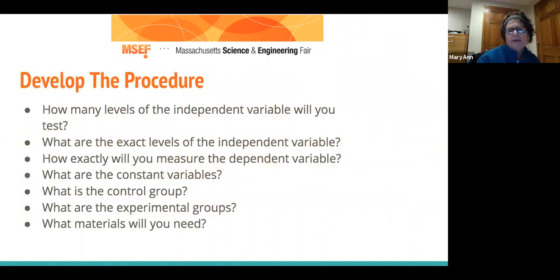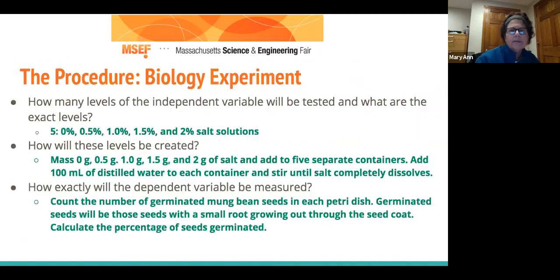And so going now to that experiment. This time there's 5 levels of the independent variable. These are the levels. These are your salt solutions. And then how will they be created? I literally say mass that amount of salt and add to 5 separate containers, add 100 milliliters of distilled water to each container and stir until the salt completely dissolves. Now that's not perfect because you're supposed to add it and then bring the volume up to 100 milliliters in a graduated cylinder. But this is good, because salt really doesn't displace that much water.